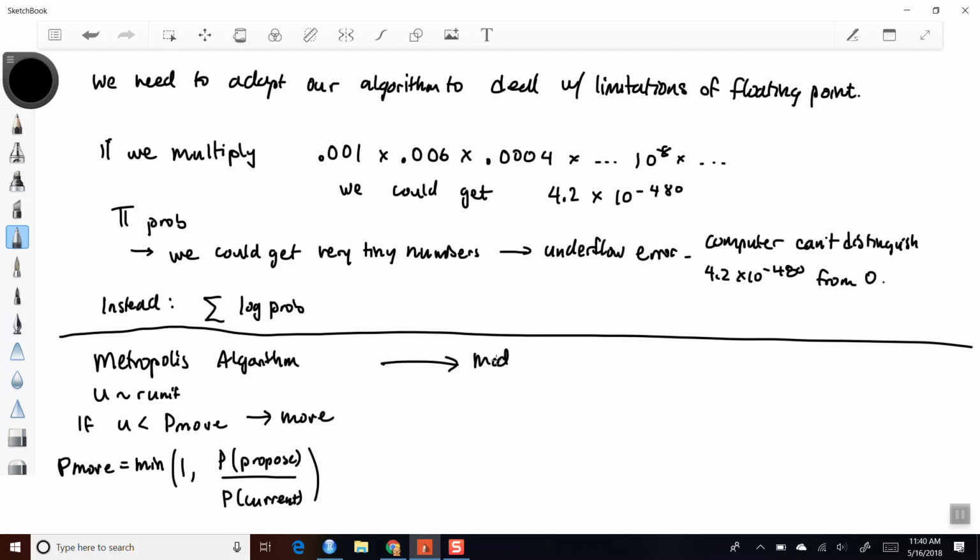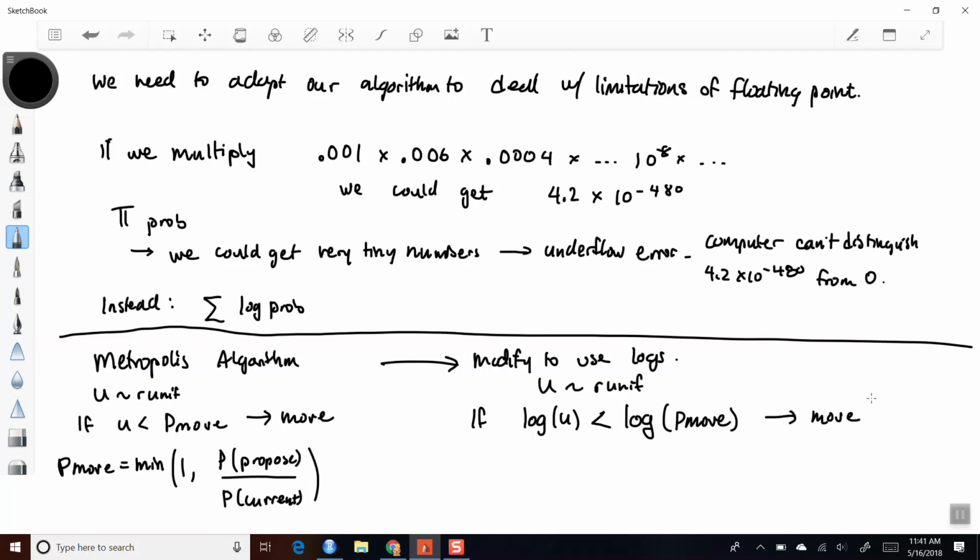We're going to modify it to use logs. So we're still going to draw u from runif, but then we check whether the log of u, which is going to be a negative number, because the largest value u can be is 1, and the log of 1 is 0. Anything between 0 and 1 is going to be a negative number, with the log of 0 being negative infinity, though we won't actually draw 0. We're going to say if log u is less than the log of the move probability, then we move. So if log u is more negative than the log of the move probability, we move.